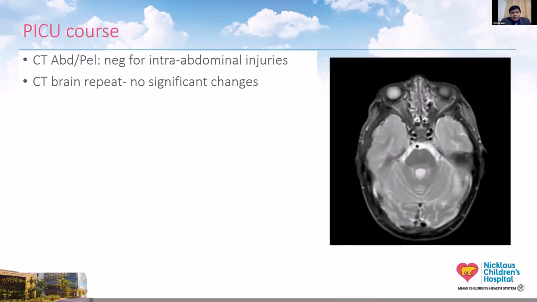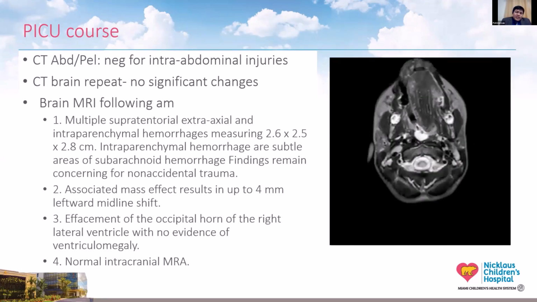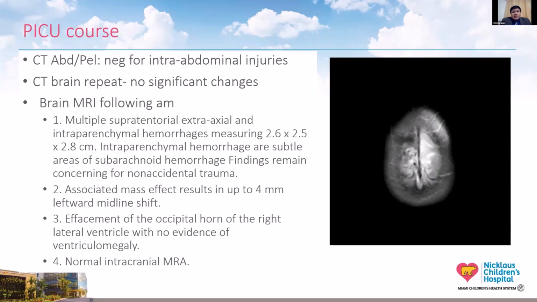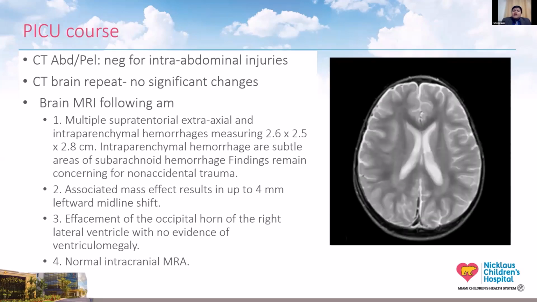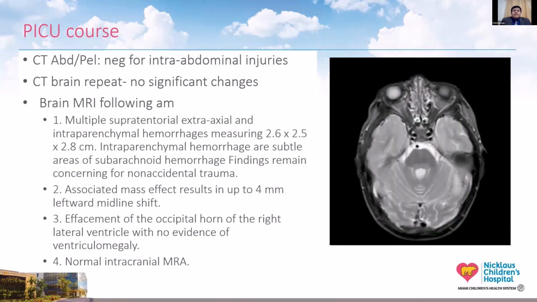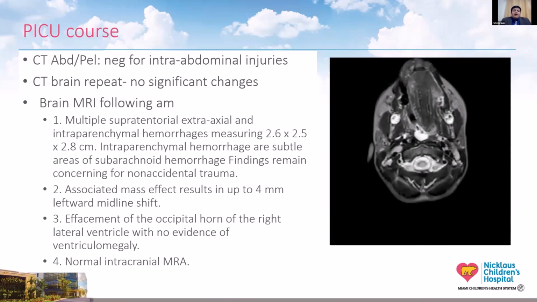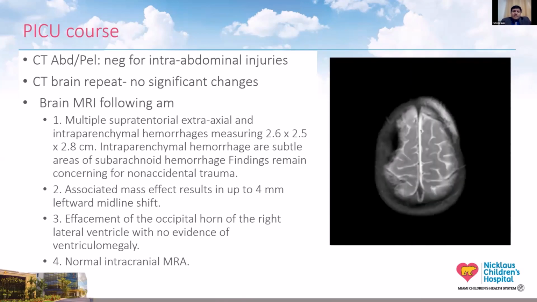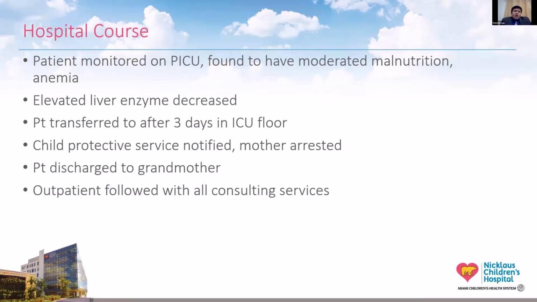And there was no major changes. A brain MRI was actually done afterwards and showed pretty much the same injuries, and the mass effect had decreased at this point. So overall, the stay in the ICU was pretty unremarkable. The kid ended up having just moderate malnutrition, had the anemia.